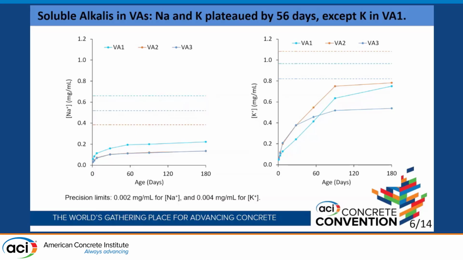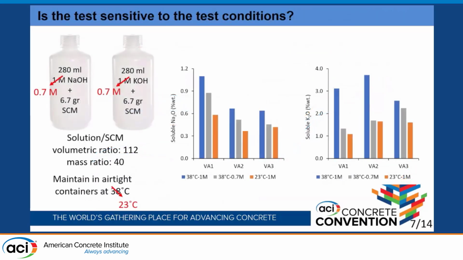in my next slides. Before that, a question I've tried to answer is whether this new test method is sensitive to the test conditions. So in a pair of bottles, I reduced the host solution concentration from 1 molar to 0.7 molar. And in another pair of bottles, I reduced the temperature from 38 to 20 degrees C. I wanted to see how these two factors would affect the soluble alkalis.